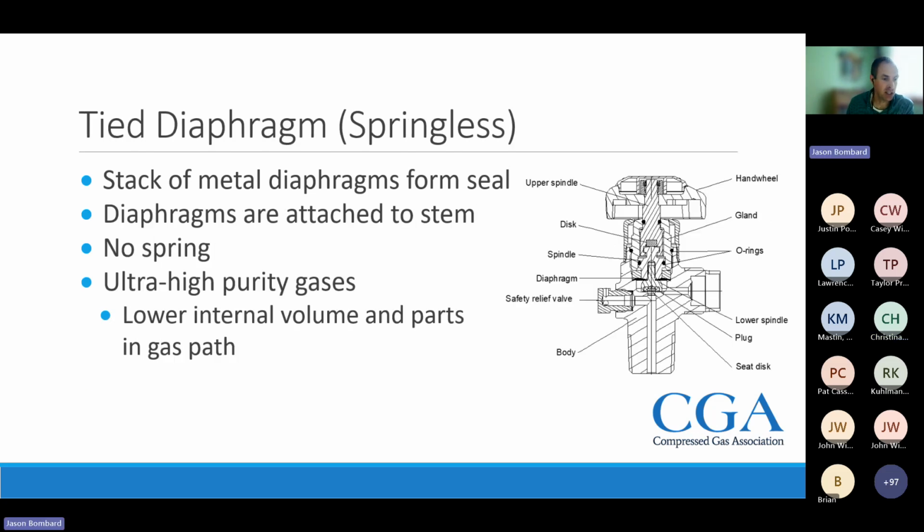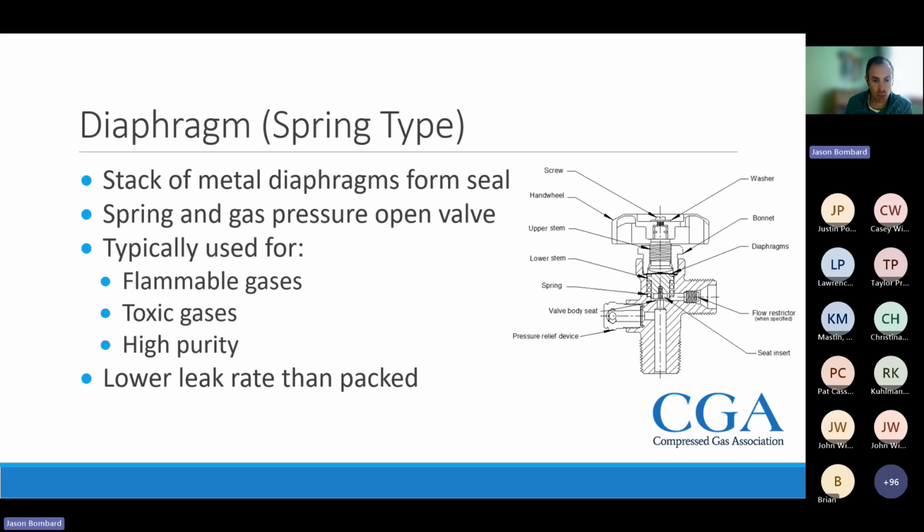And then fancier still than the spring diaphragm valve is the springless. So here, the diaphragms are actually tied. They call this a tied diaphragm because the diaphragms are tied to the spindle. So when the hand wheel's opened and closed, it's actually physically moving those diaphragms itself. These are used for ultra high purity gases because the wetted volume, or what's in the gas path, is much smaller than the other types, and even where the spring type diaphragm had a spring that was in the wetted path, the tied diaphragm doesn't have any of that.